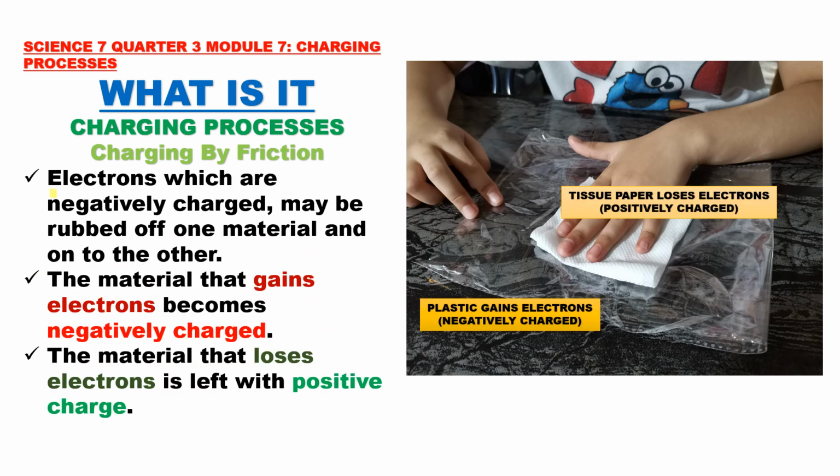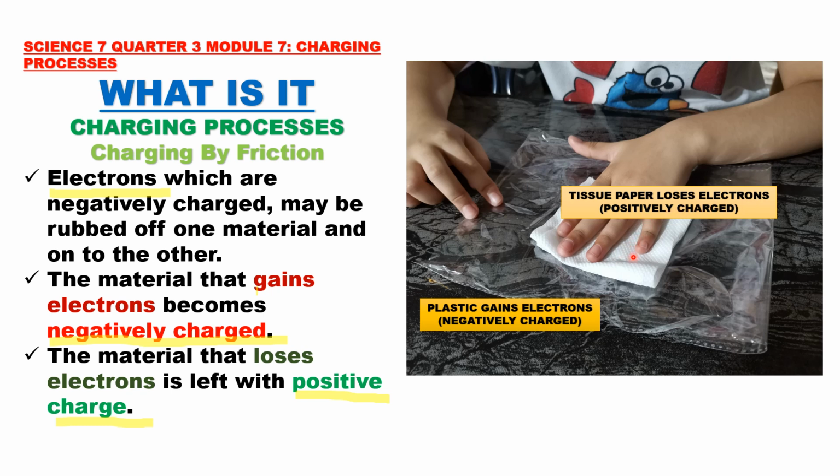So electrons, which are negatively charged, may be rubbed off one material and onto the other. The material that gains electrons becomes negatively charged, and the material that loses electrons is left with a positive charge. So in our experiment number 1, the tissue paper loses electrons. That's why it becomes positively charged.